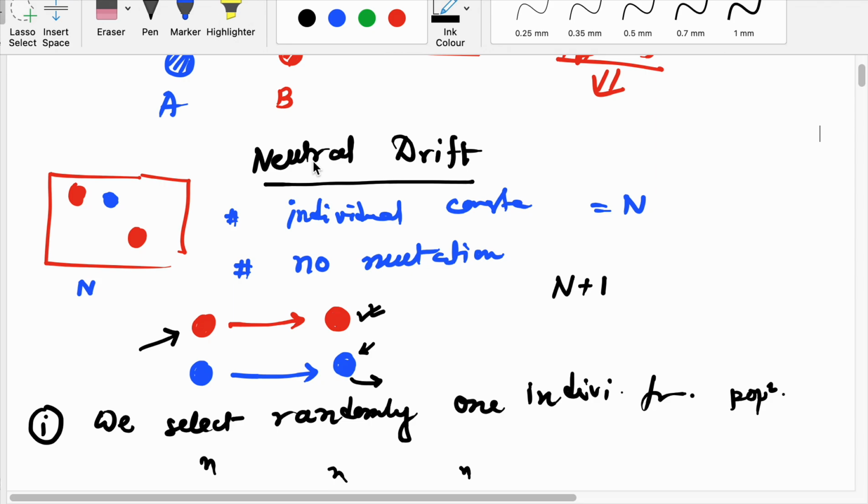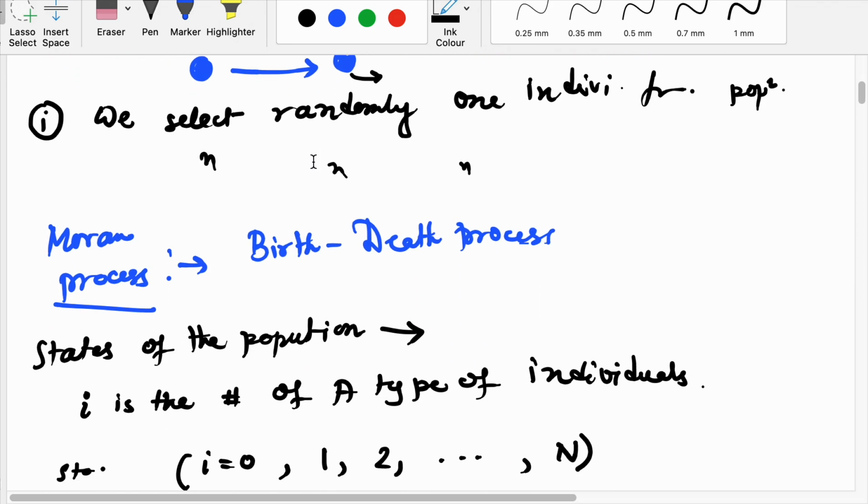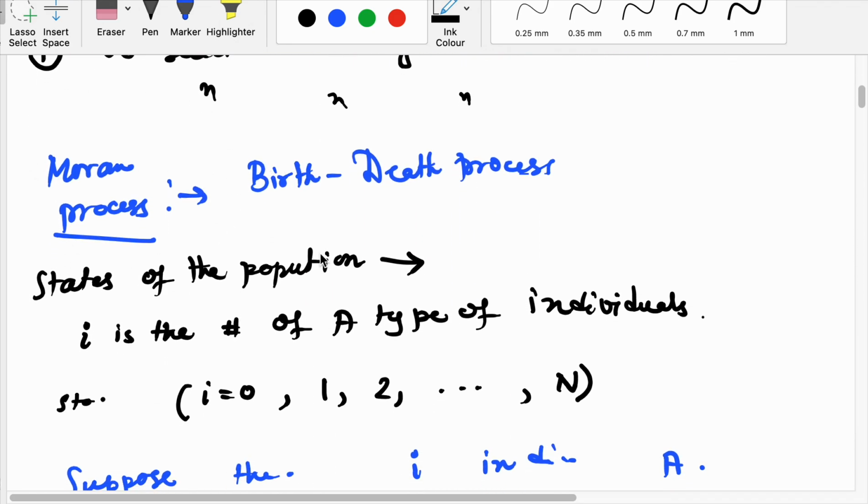There is no selection at all, but only because of randomness, only because of a random birth and death process, one type of individual eventually takes over the whole population. And we introduced the concept of the Moran process, a very important concept in finite population game theory. Whenever you want to deal with a finite population birth-death process, the Moran process is one way to model it.